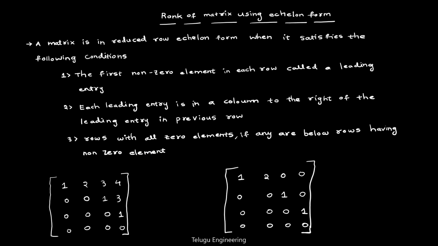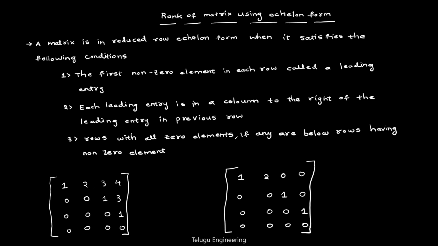In this video, we will discuss how to find the rank of a matrix using echelon form. In the previous videos, we discussed how to find rank using the minor method, and we have also solved a few examples. In this video, we will see what echelon form is and how to reduce a matrix into echelon form and then find out the rank of that.